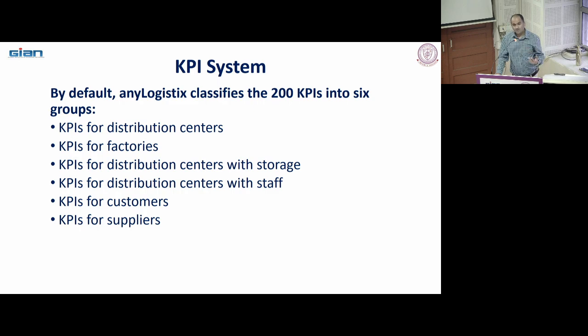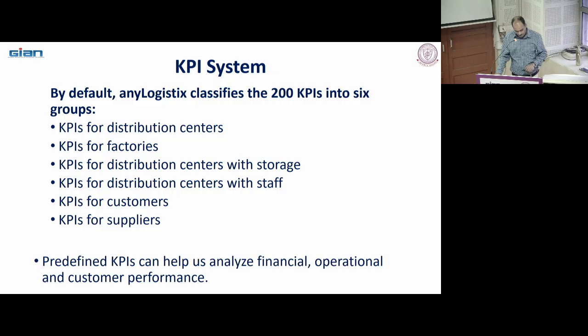Suppose you are more interested in the service level, you want to make sure that you are satisfying the demand on time, then you go with the operational level performance KPIs for customers. Select those KPIs and it will give you the results for those KPIs. Predefined KPIs can help us analyze financial, operational and customer performance. All these 200 KPIs are normally grouped into these 6, but in a broader way you can see those KPIs as financial, operational or customer performance related.